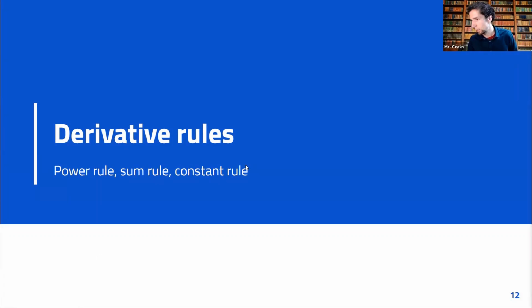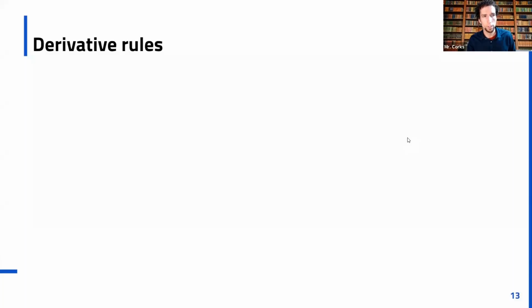As soon as you see these examples, it'll make sense. It's 8:40, so I'm going to resume. Power rule, sum rule, constant rule. I have a number of sets of examples using these, and we'll get some practice. First, let's actually write them out.